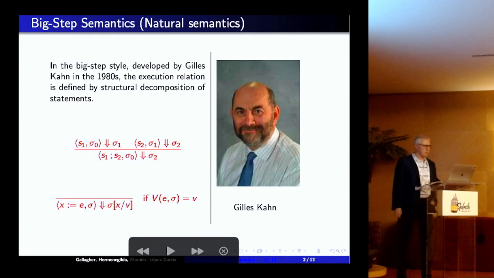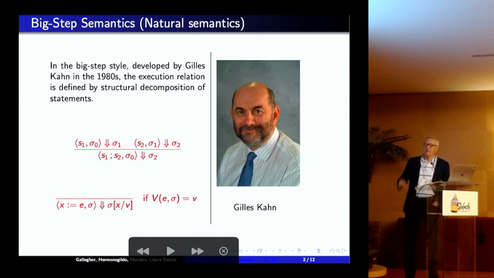So with the big step arrow, if statement S1 in state sigma 0 evaluates in total, a complete evaluation, leaving state sigma 1, and similarly S2 evaluates in state sigma 1 to sigma 2, then the composition S1; S2 evaluates in state sigma 0 to state sigma 2. So it's very structural, compositional. It's not quite compositional, because the while construct will appear both above and below the line. But where there are no subformulas, like an assignment statement, then you have an axiom, which has just got something below the line and possibly a condition.